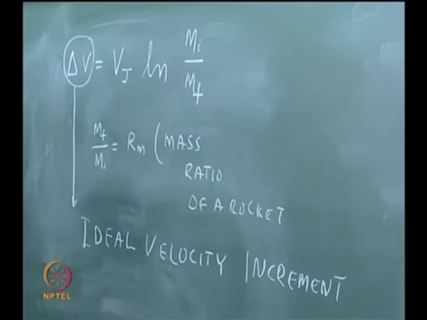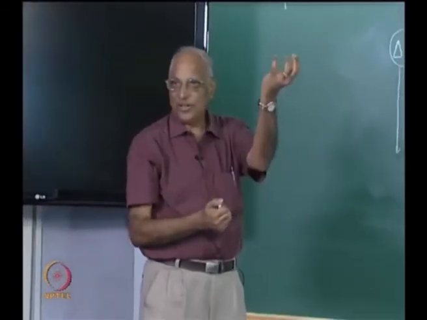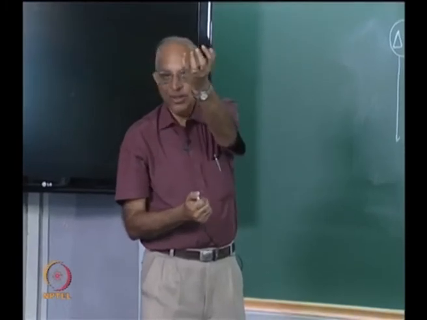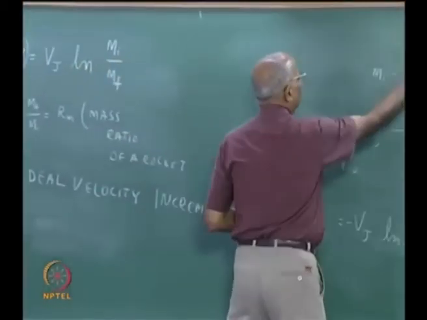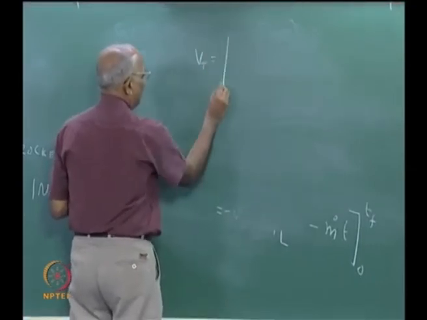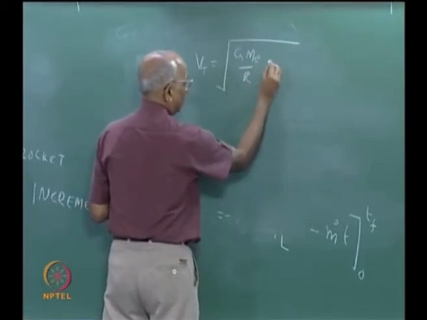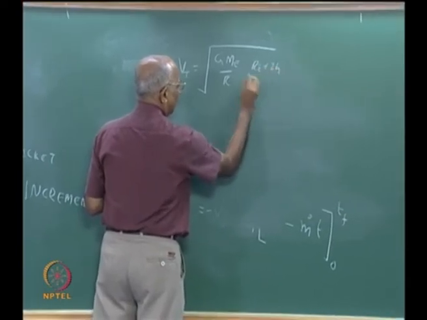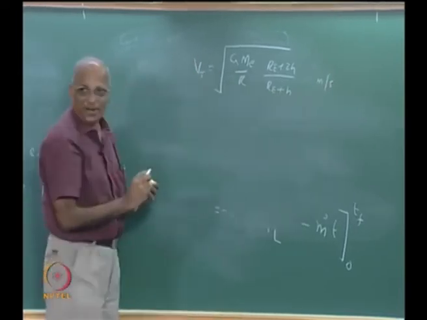Now, let us go back and see what we learned in the earlier 5 or 6 classes. What did we tell ourselves? To be able to put a satellite or an object in space, I have to overcome the potential energy, I have to give the orbital velocity, and the total velocity, we derived the expression, if I can write it correctly, let us say v t is equal to under root g m e by r for the case of the earth, r e plus 2 h divided by r e plus h so many meters per second. Is that the velocity that was required?